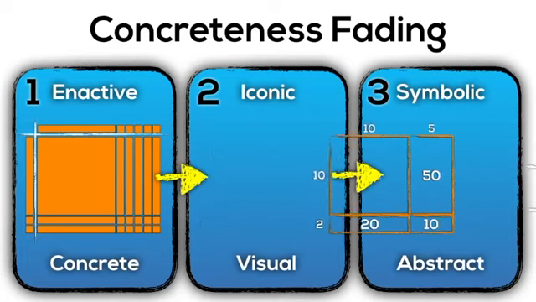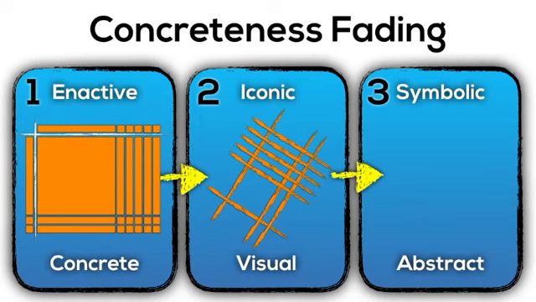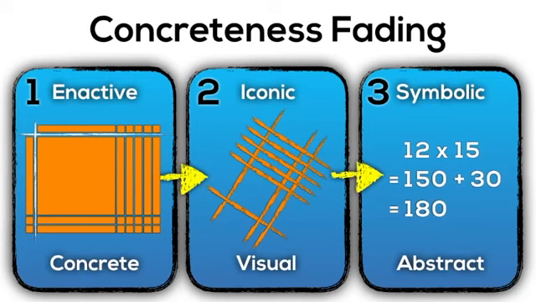And then finally, another possibility might be moving from physical base 10 blocks to drawing a visual representation like the stick or line method we explored today. And then finally, moving to some sort of symbolic representation. In this case, decomposing numbers using mental math and using the distributive property to multiply 10 by 15 and then the remaining 2 by 15.